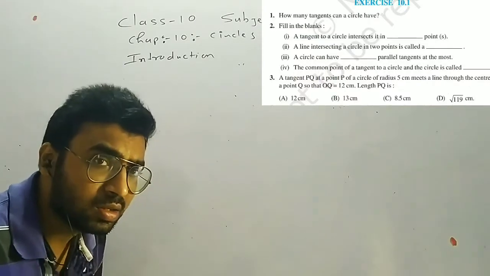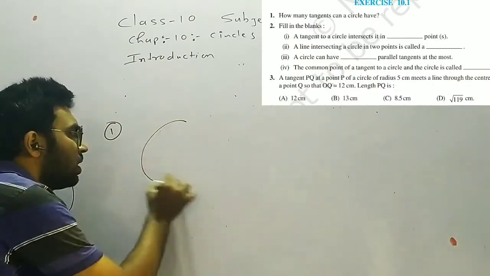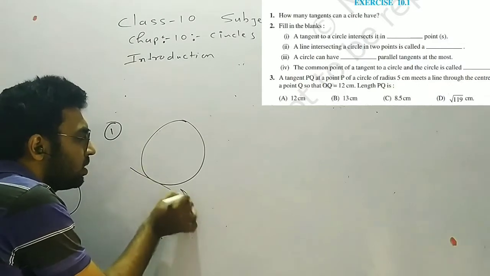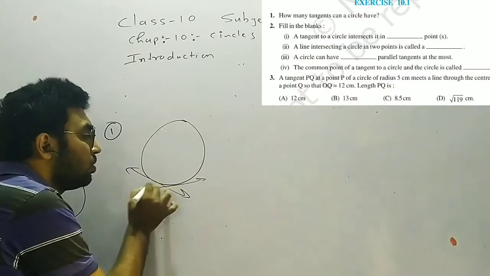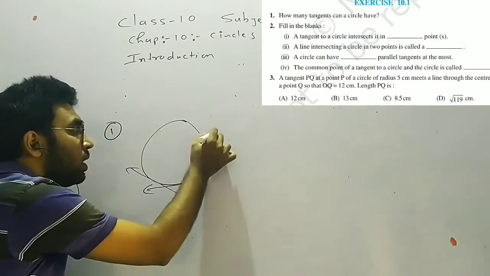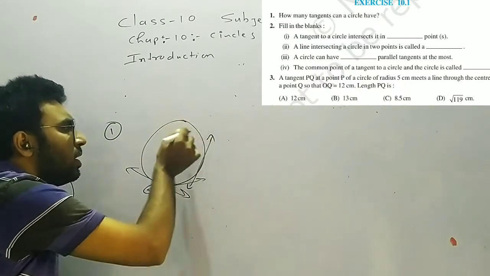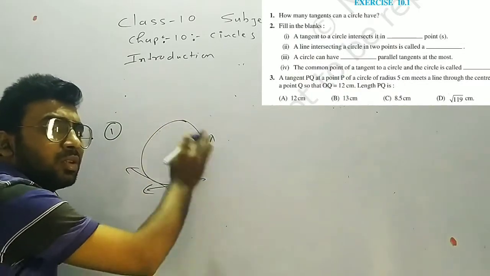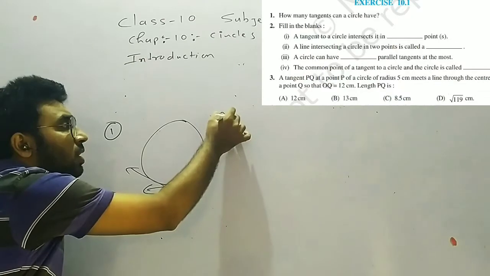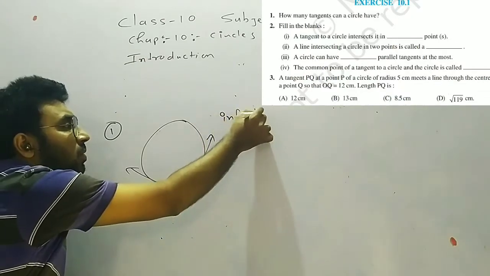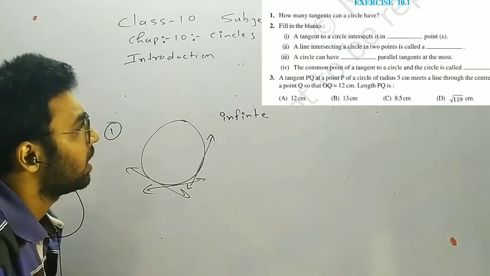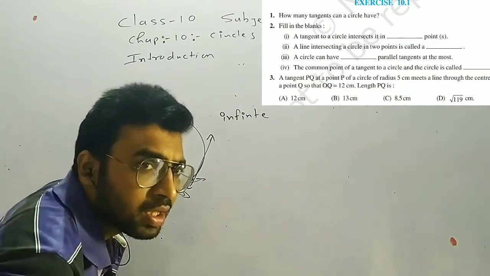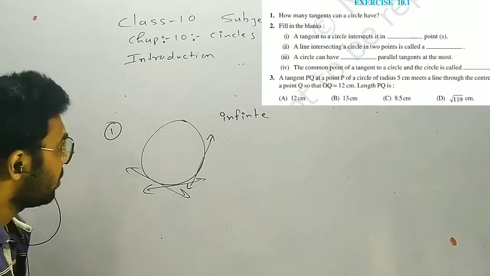How many tangents? I already told you. How many tangents are possible? 1, 2, 3, 4. So you can write that any number of tangents is possible. So what is the answer? Infinite. An infinite number of tangents are here.